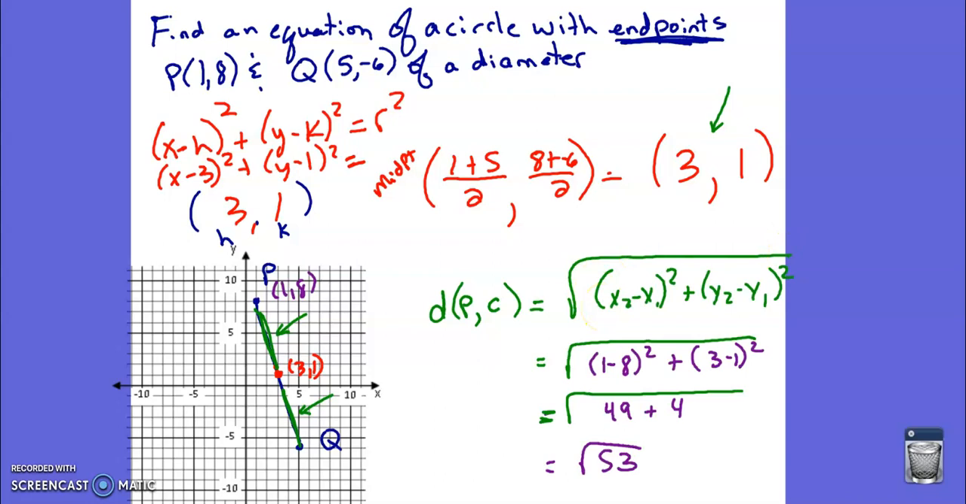I went ahead and did the work of using the distance between point P and the center, and I got the square root of 53. So the distance is square root of 53. When I square that, remember, radius squared, I'm going to get 53. So this is the equation of the circle that goes through that, and the circle would look like this.